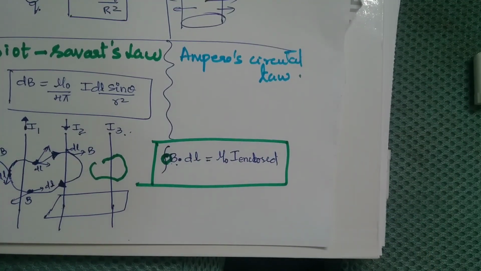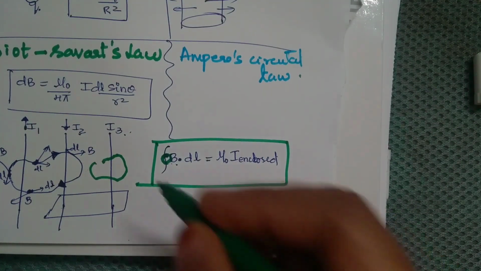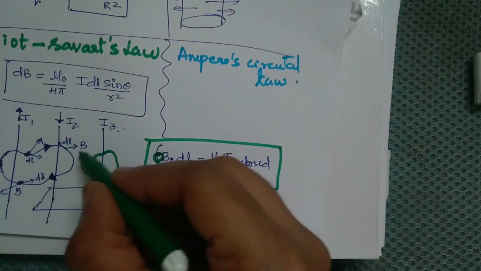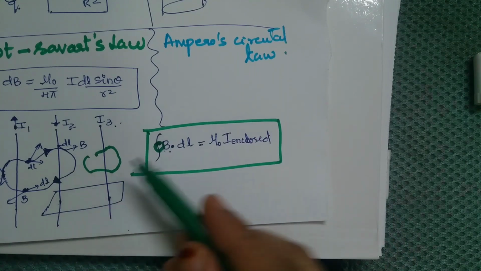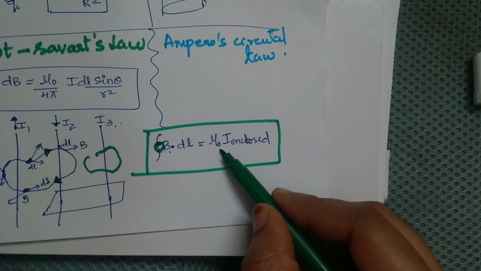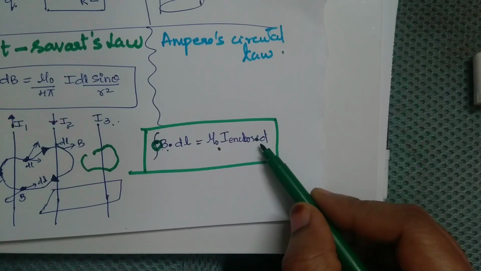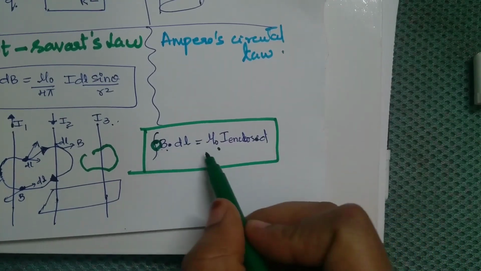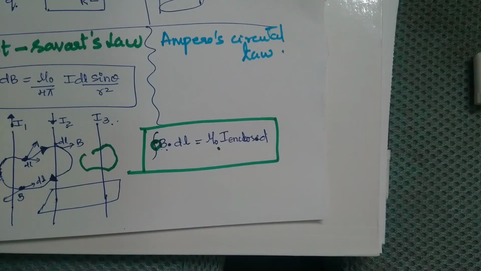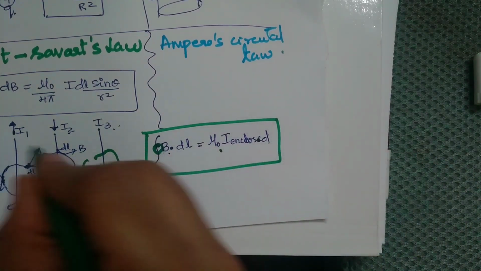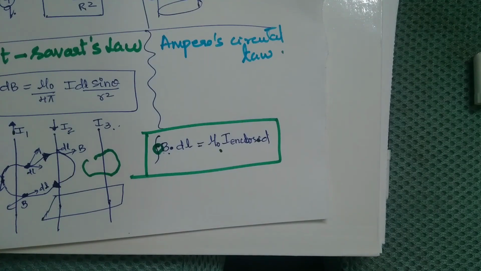What Ampere's circuital law says is that the line integral of B dot dl for a closed curve enclosing an area is equal to mu naught times the net current I through the area bounded by the curve. So this is your Ampere's circuital law. Hope you have understood, where B is the magnetic field due to the currents I1, I2 and I3.